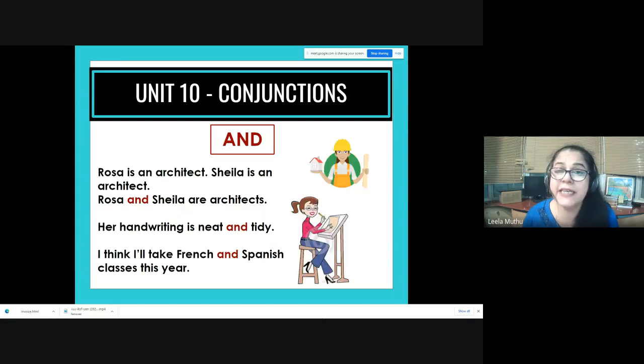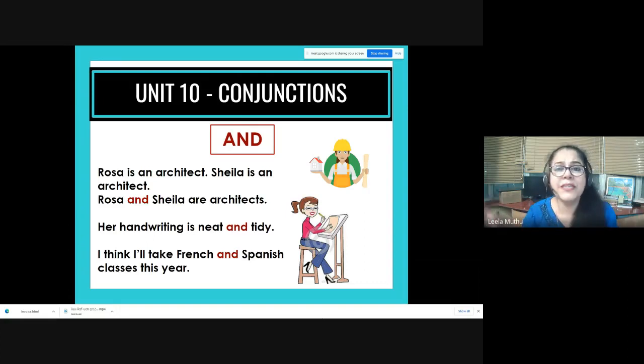Rosa is an architect. Sheila is an architect. Now, there's a repetition of something going on here. The fact that they're both architects is being repeated. So, how do we get by the repetition? We just say Rosa and Sheila are architects. We've conveyed the same idea, putting both the names, using their profession.